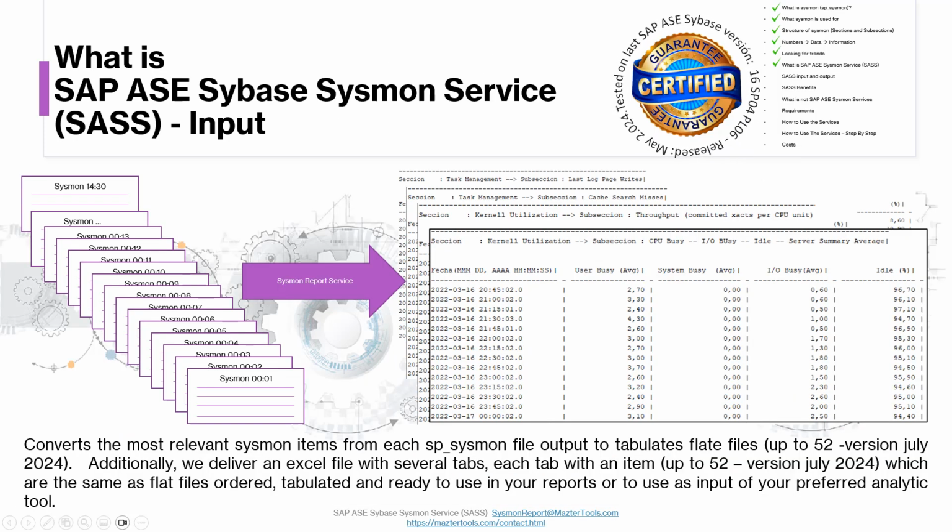SAP ASE Sybase SP Sysmon is a service that automatically converts many Sysmon outputs into 52 files, July 2024 release, one for each relevant Sysmon item. In addition, we deliver an Excel with up to 52 tabs, one with each item of the Sysmon that is relevant when making decisions and/or refining.